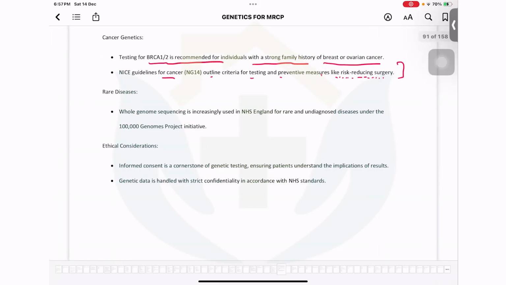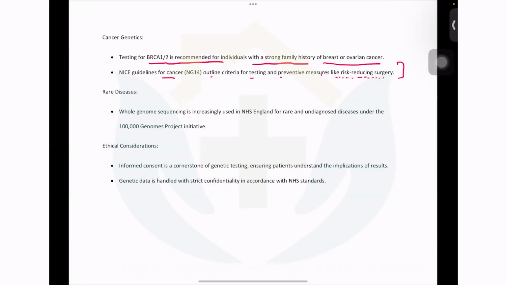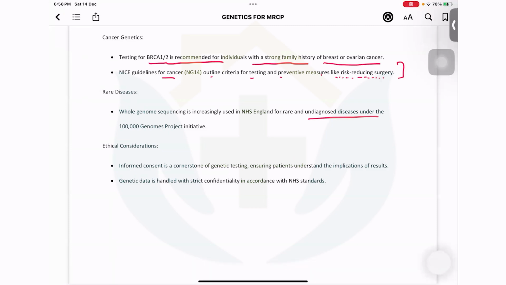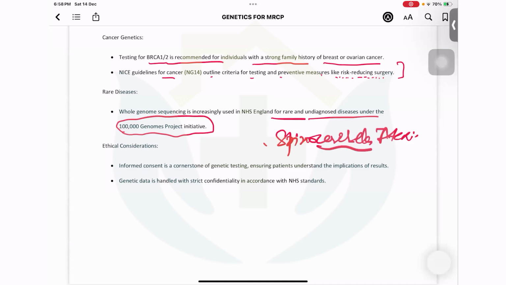Rare diseases, whole genome sequencing is also available in England, and for undiagnosed diseases, rare diseases, under the 1 lakh genome project initiative, they are doing it. For example, I just had a patient who was investigated for spinocerebellar ataxia. They are working up these patients.